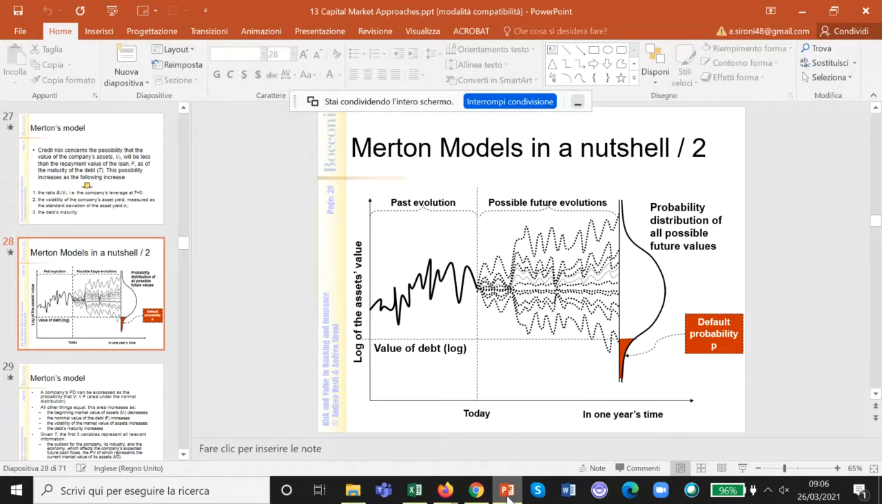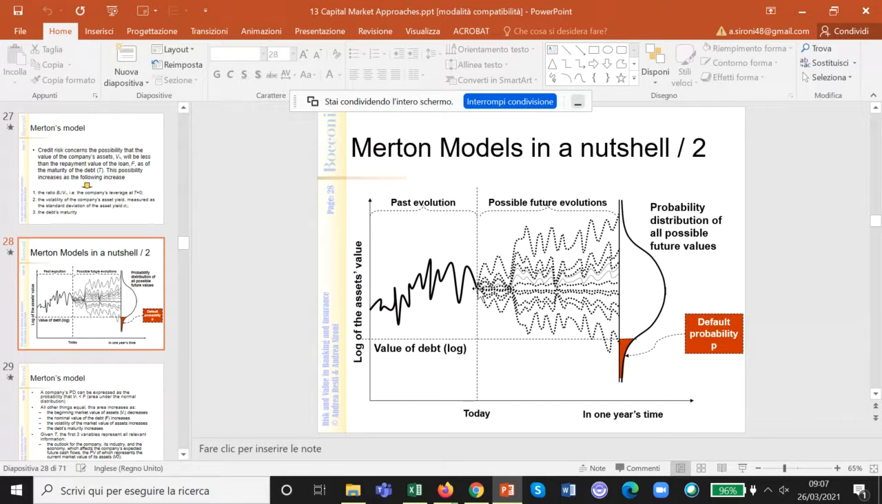So we know how the assets value has evolved over time in the past, okay? We do not know where it will go in the future. There could be many different possible paths of evolution of the asset value in the future, okay? This is the asset value today, okay? See here in the middle, the value of the assets today.